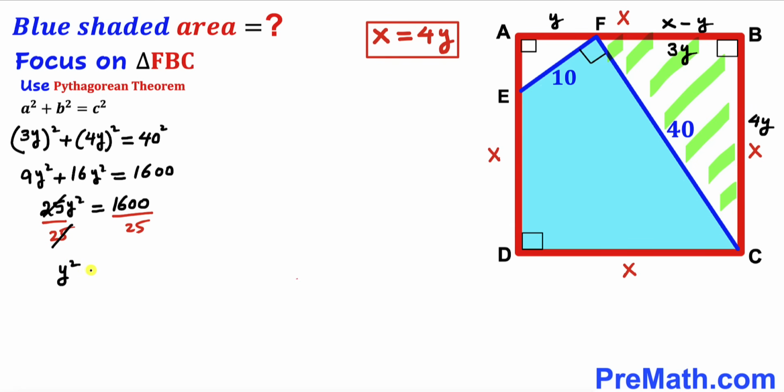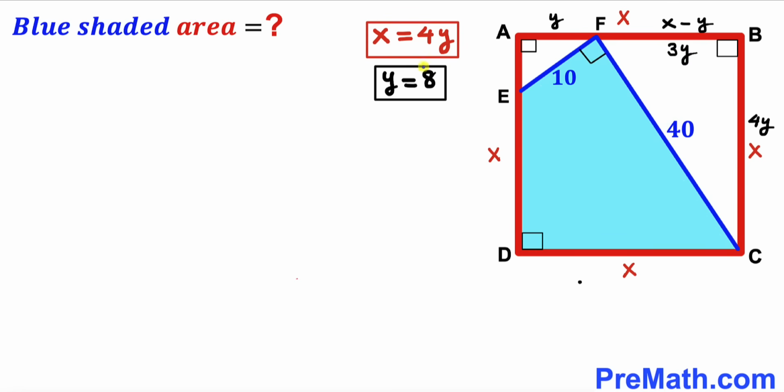y square simply turns out to be 64. And now I'm going to undo this square by taking a square root on both sides. So therefore our y value simply turns out to be positive 8 units. So thus our y value turns out to be equal to 8.